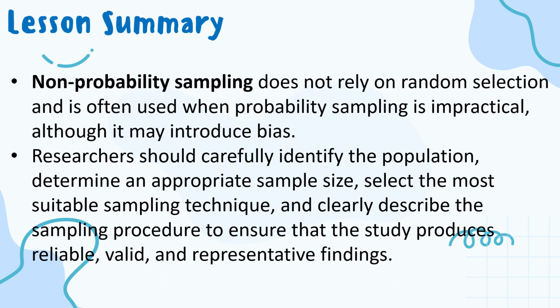Okay, so when you write your research paper, don't simply write, we selected 200 respondents. So that is incomplete. Instead, your reader should be able to understand who were the respondents, how many were selected, what sampling technique did you use, how were they selected, and why was that technique appropriate. So that is what makes your sampling procedure clear and defensible.